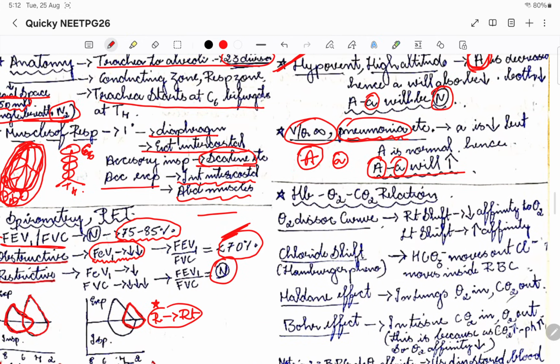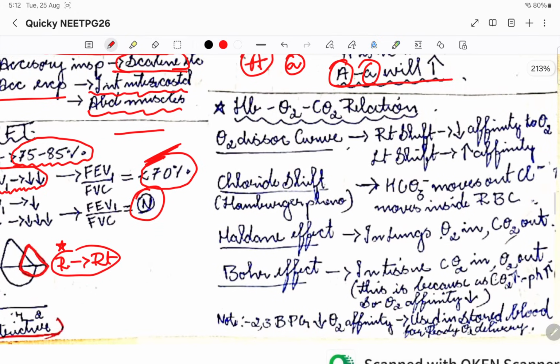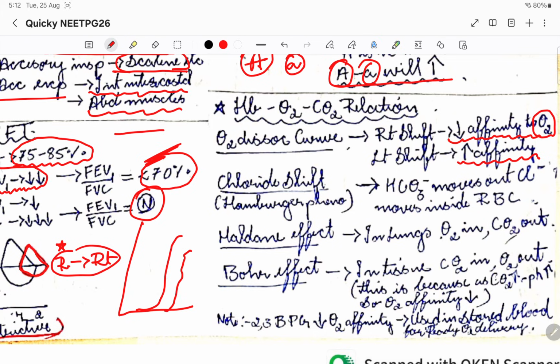Okay. Then coming to the hemoglobin, oxygen, and carbon dioxide relation, we know the curve, right? The sigmoid curve we have been studying since our first year. So this is the oxygen dissociation curve that we have to study. If it is shifting to the right side, it tells that there is reduced affinity for oxygen, whereas if it shifts to the left side, it means that there is increased affinity towards oxygen. Okay, so right shift means it is near the tissues, whereas in the alveoli or the lungs, it is going to be on the left side. Okay, so this is the oxygen dissociation curve.